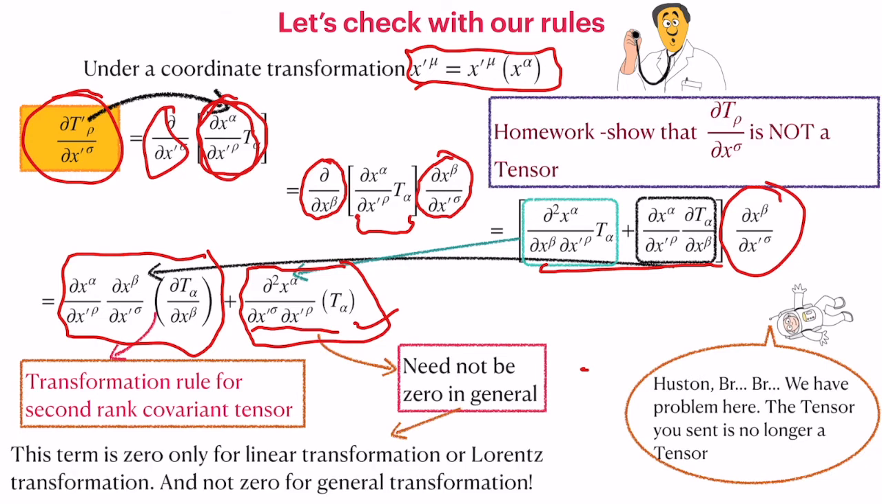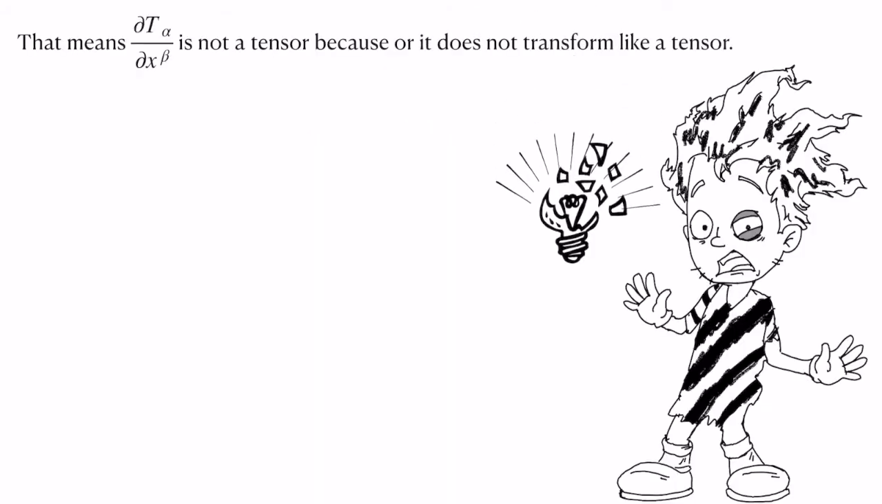Now, there is a homework problem here. Show that the derivative d_t rho divided by dx sigma is not a tensor. Of course, there is nothing much you have to do. You just have to rewrite this equation and submit. However, I want you to write with your own hand and see that partial differentiation in a curvilinear geometry is in general not a tensor. Let us go ahead and see what is the problem.